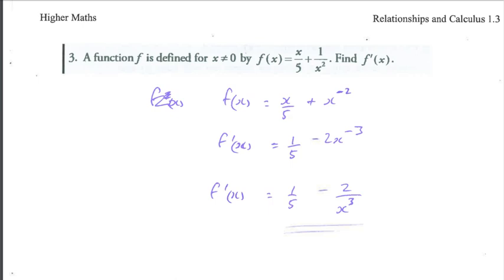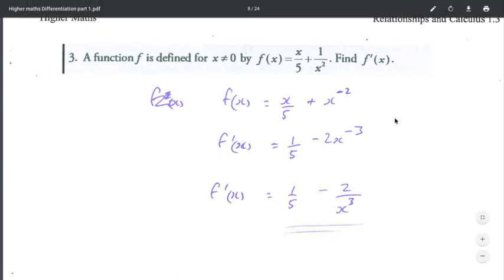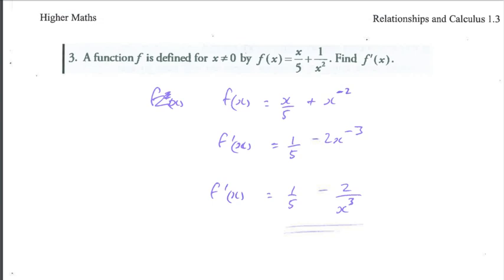So a function f is defined by f of x equals x over 5, or we could think of that as 1/5 of x, plus 1 over x squared. Find f dashed of x, so find the derivative of f of x. So f of x equals x over 5, which is in a format we can differentiate. Or we could think of that as 1/5 multiplied by x, remember, because dividing by 5 or finding a fifth of something is the same thing.